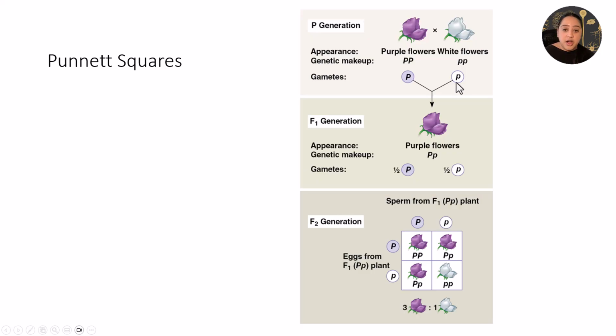And then when you cross them, you're thinking about, okay, it gets this copy from this parent and this copy from this parent. And so now this F1 offspring, even though it looks purple, has 1 copy of each allele: the big P dominant for purple flowers, and also the little p recessive for white flowers. So even though it looks purple, we know that it has a big P and a little p, the alleles for purple and the alleles for white.